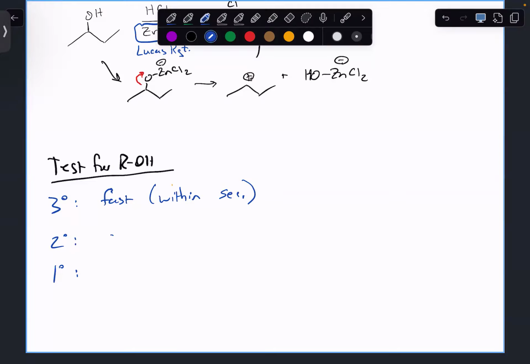It occurs a little bit slower for secondary. Again, a secondary carbocation is a lot less stable than a tertiary, so this process is going to happen slower. It'll happen within minutes. And for a primary, you get no reaction whatsoever. So this used to be used as a test for alcohol.